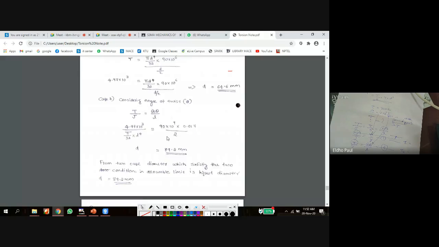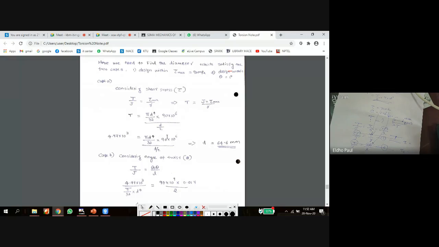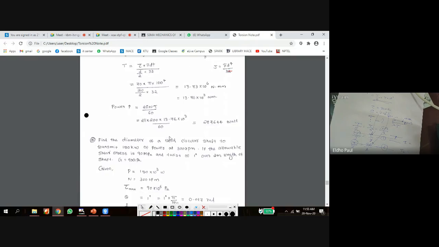Similarly, this is another problem where power is given. In this problem, power and RPM are given. So first, you should convert into radians. Here we can see 1 degree is converted into radian by multiplying with pi by 180.